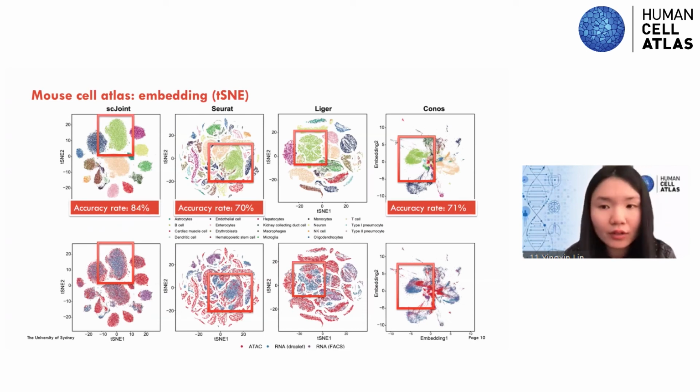Here are the results of the overlapping cell types integration of the two atlases. The first row is colored by the cell types, and the second row is colored by the technologies. We can see that our algorithm is able to remove not only the batch effect from the single-cell RNA-seq technologies, but also the modality effects between the single-cell ATAC-seq and single-cell RNA-seq. And at the same time, scJoint preserves the cell type signals. And we also achieve a higher accuracy rate than other methods.